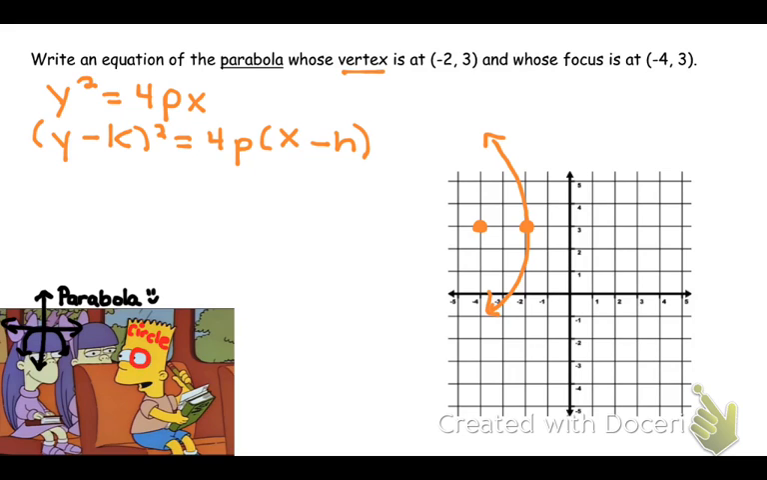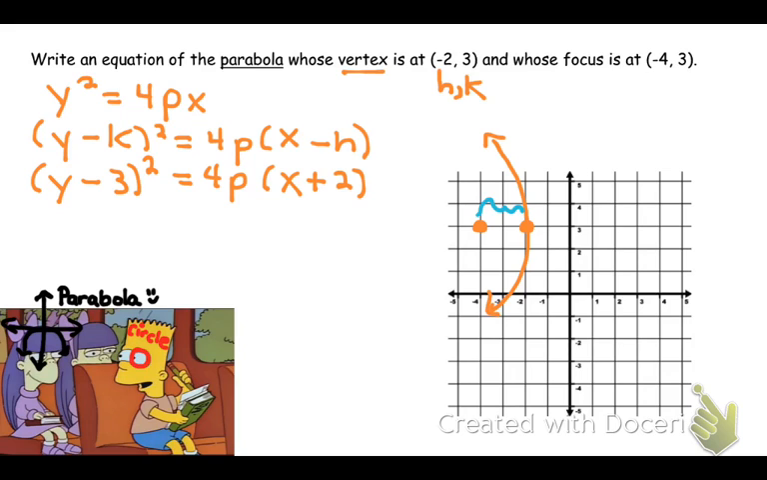Now we have to determine the k and the h. For this, we're going to use our vertex. We have (h, k). So (y minus 3) squared equals 4p(x, and it's -2, so a double negative is going to be a +2. The last thing we need to determine is our p-value. The distance between the focus and the vertex, this distance here, is going to be the p-value, and that's -2.